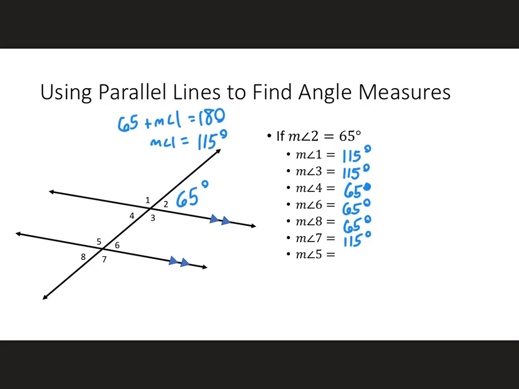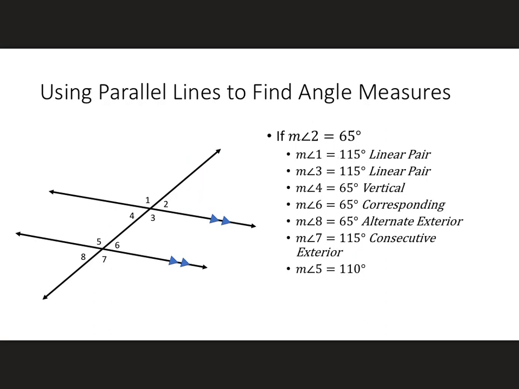And angle 5 doesn't really have a special title that goes with it, but I know that angle 7 is 115 degrees, so I know its vertical angle 5 will also be 115 degrees. Let me give you a cleaner view of this with the reasons. Now that we've gone over a few angle pair relationships, it's time for you to try it on your own.